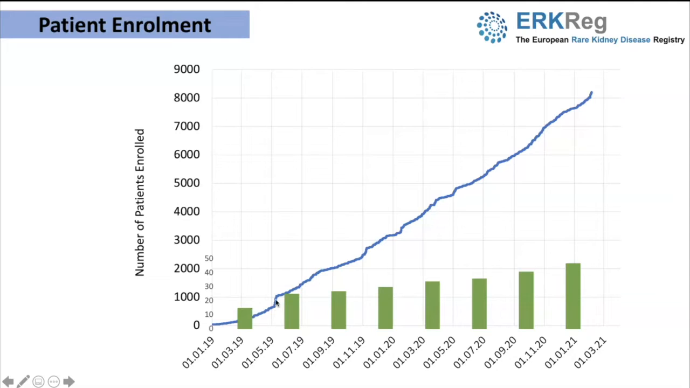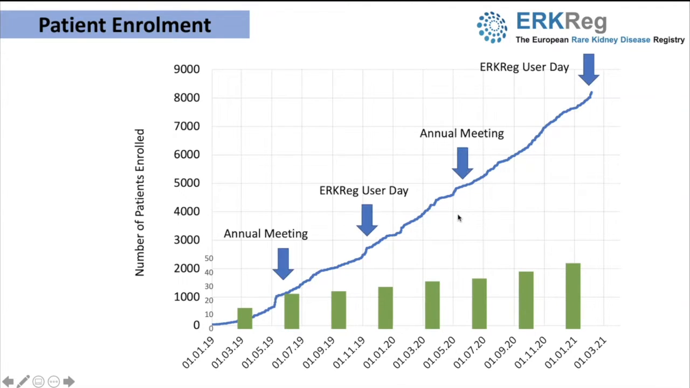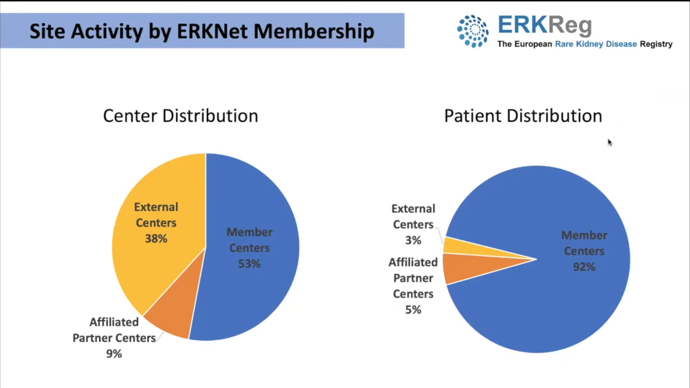You will also see a few upward sprints, let's say, and these are actually related to our annual meetings and the meetings we organize for the registry users. So when it comes to the time where we want to review the status of the registry, people get very industrious and enter a lot of patients. So every time we have these meetings, we accelerate the patient enrollment a little bit. But more than 8,000 patients within 2 years is, I think, quite a nice result so far.